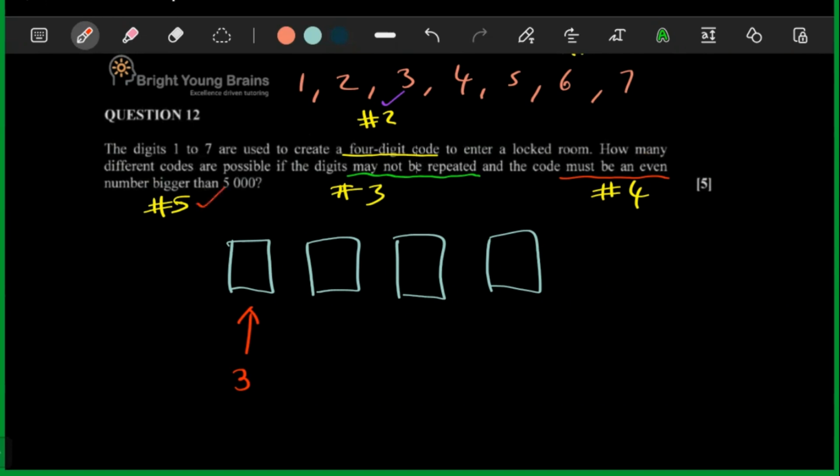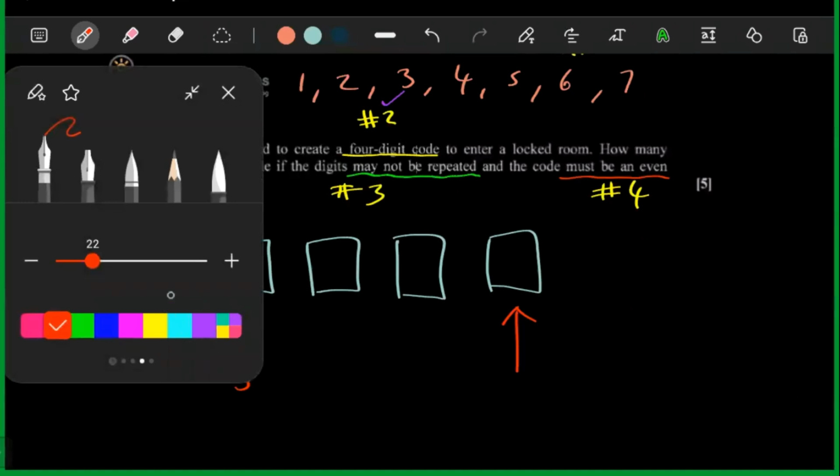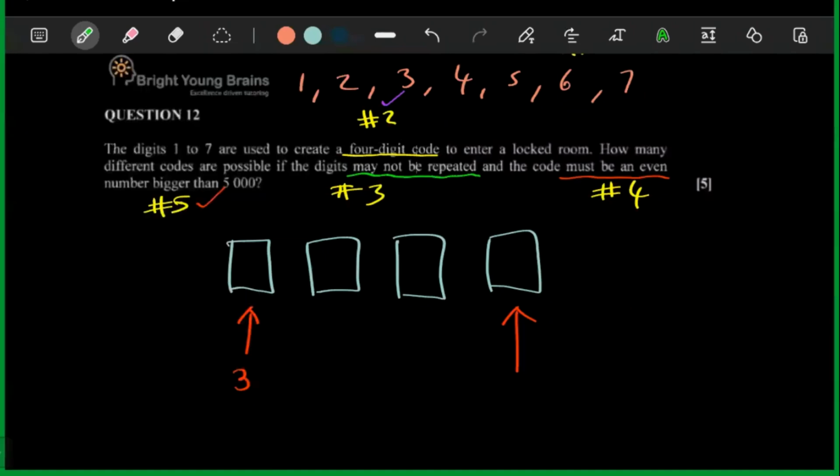Now, the other thing is, if your number is going to be an even number, it has something to do with what goes at the end here. Do you agree? Yes. So if your number is going to be an even number, you see that there are only 1, 2, 3 options for the back here, because it's going to then be an even number as well.